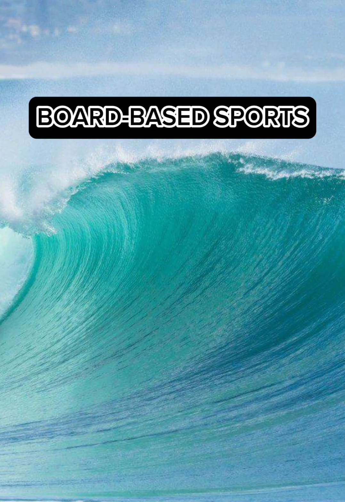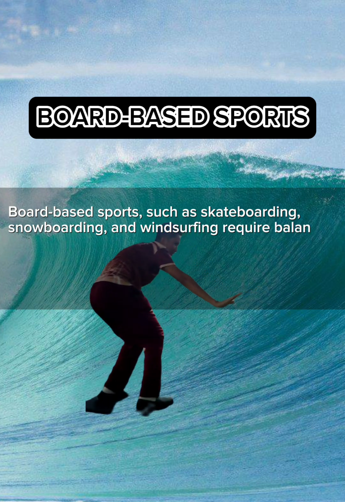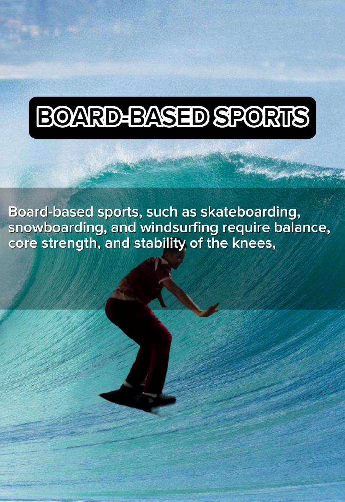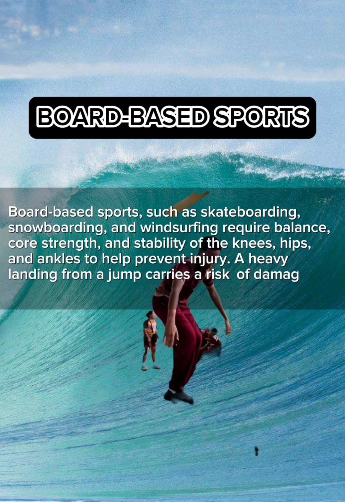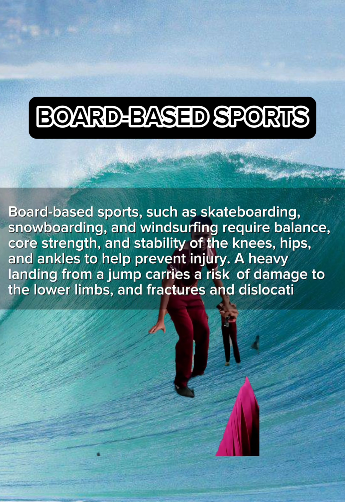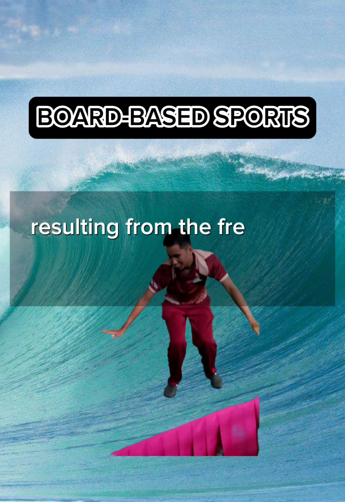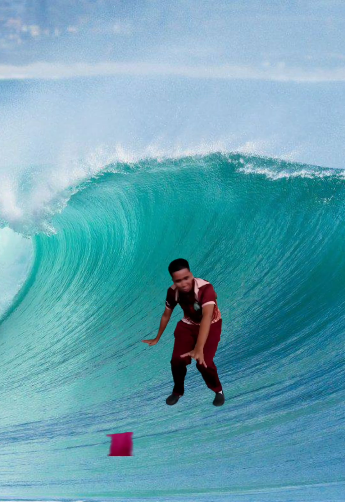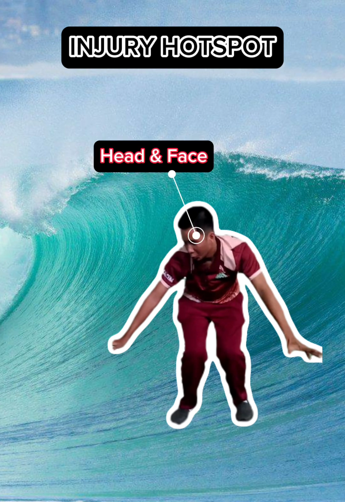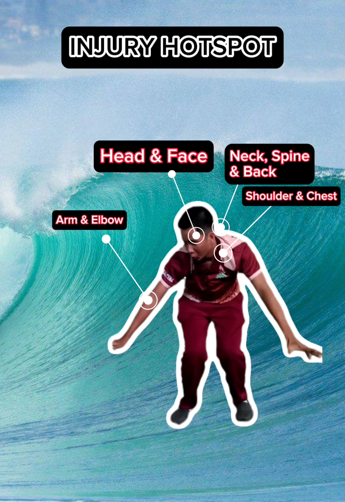9. Board sports. Board-based sports such as skateboarding, snowboarding, and windsurfing require balance, core strength, and stability of the knees, hips, and ankle to help prevent injury. A heavy landing from a jump carries a risk of damage to the lower limbs, and fractures and dislocations resulting from frequent high-velocity falls are not uncommon. Injury hotspots: head and face, neck, spine and back, shoulder and chest, arm and elbow, wrist, hand and finger, abdomen, hip, and groin.